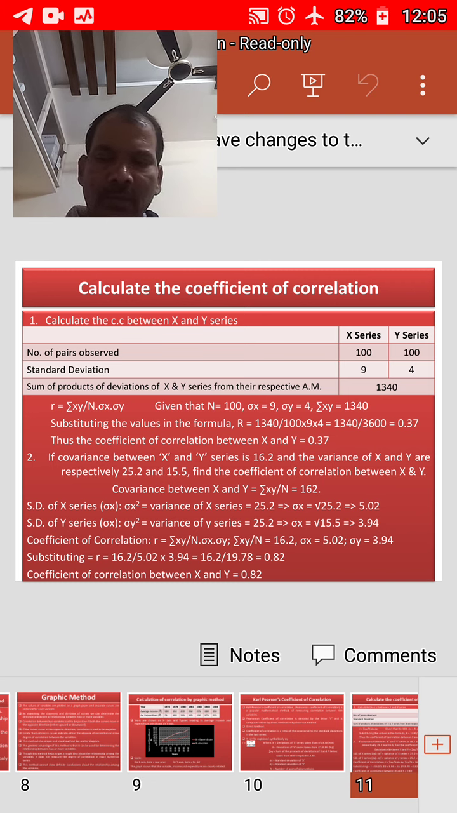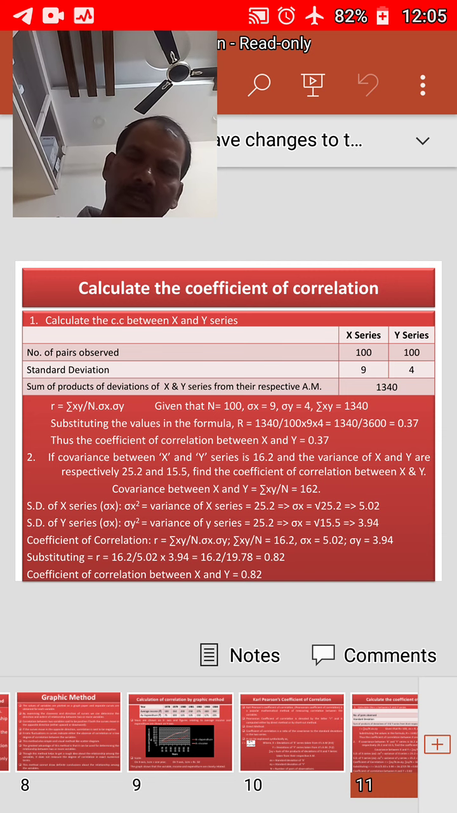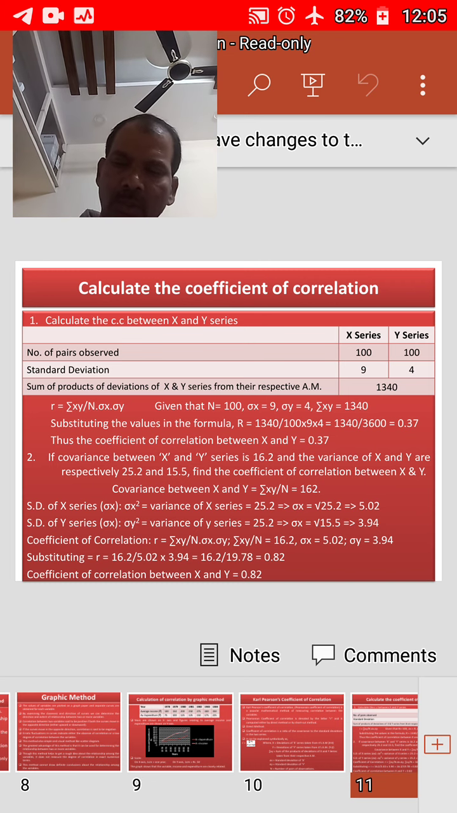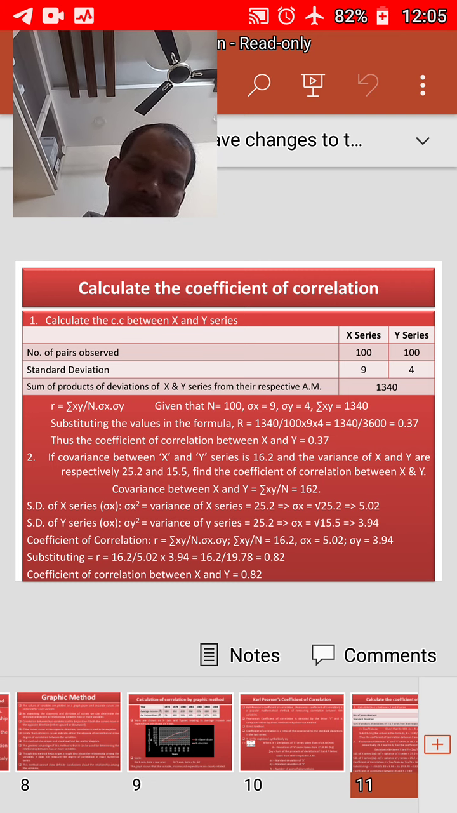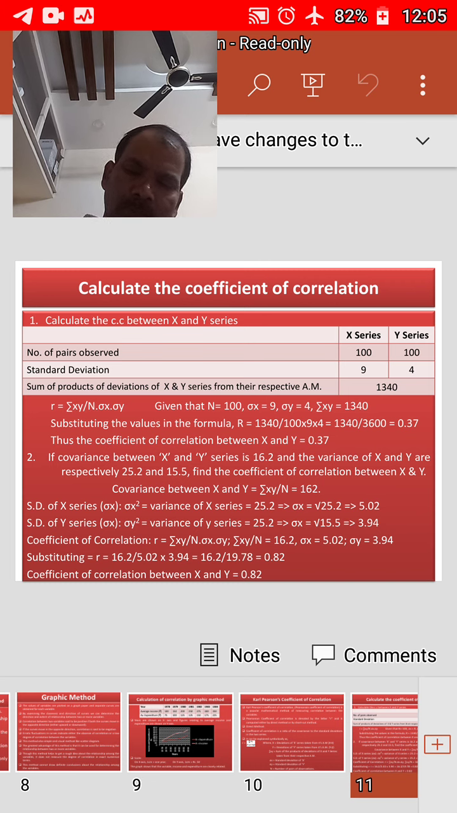Now the calculation of the coefficient of correlation with the information that we got from the given data, that is r is equal to sigma xy by n into sigma x into sigma y. If we substitute these values, we know that sigma xy by n is 16.2, sigma x is equal to 5.02, and sigma y is equal to 3.94. Substituting these values, you will have r is equal to 16.2 by 5.02 into 3.94, that is 16.2 by 19.78, which is equal to r is equal to 0.82. This is nothing but the coefficient of correlation between x and y, which is equal to 0.82.